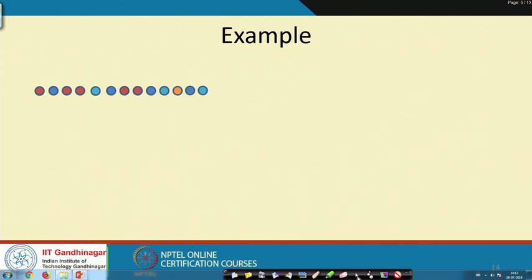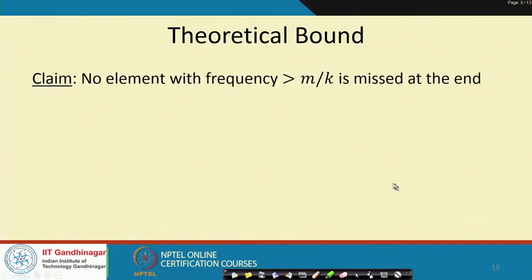So why is this a nice algorithm? Okay. So here is the first claim. The first claim is somewhat weaker than the final claim that we will write, but it is nevertheless useful to think about the simple question first, because it is similar to the majority question that we handled. What we will claim is that no element with frequency strictly greater than m by k is missed at the end, right.